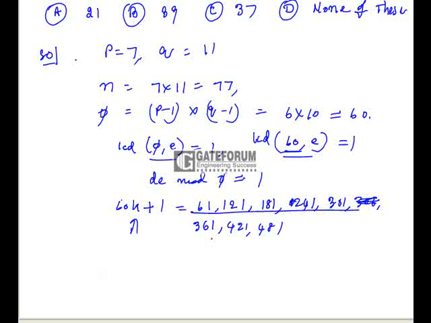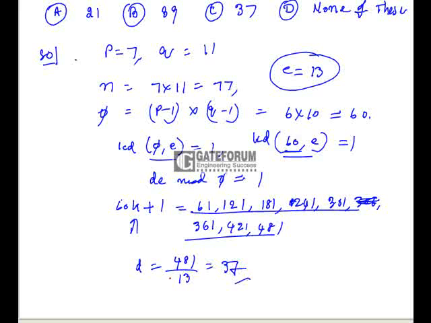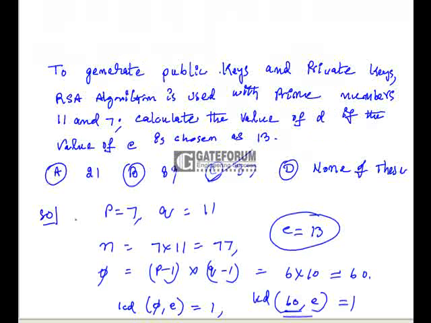Among these, what is the thing that is divisible by 13? Because here E value is 13, that's why we have taken E value as already chosen 13. The one divisible by 13 is 481, so D is equal to 481 divided by 13, which is 37. So D value should be 37. Option C is the right option here.